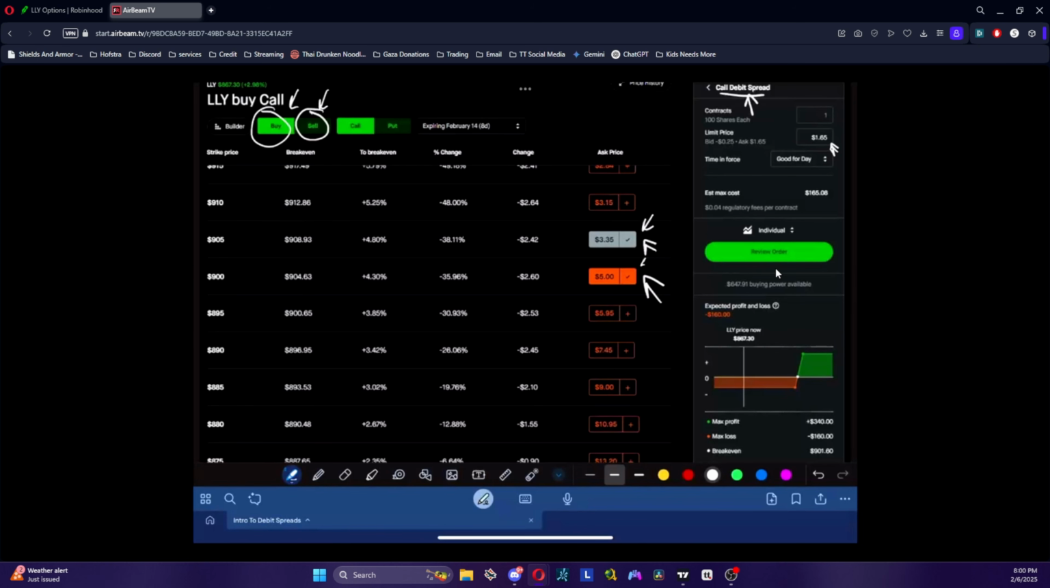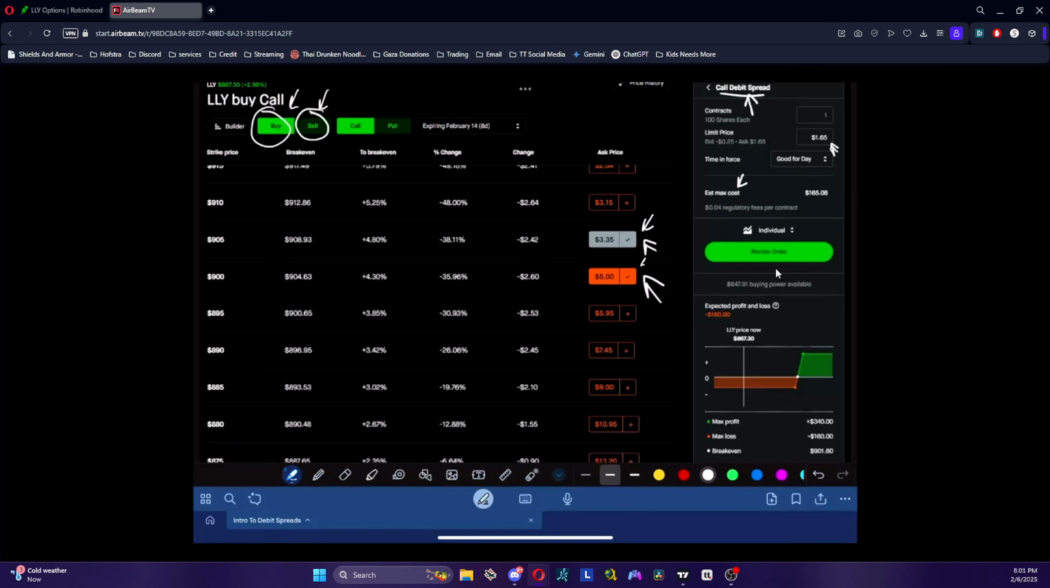So over here you could see estimated max cost is 165, and we'll get into math again. If you had it wrong, I think it would say something like maximum credit received. So you always want to make sure it says cost and not received. For a debit spread, it always needs to be cost.